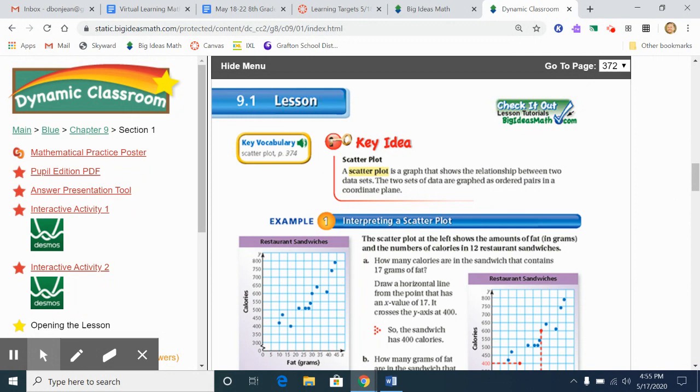Today we are going to begin chapter 9, which is our last chapter of the year. It's going to start off with talking about scatterplots. Should be a pretty simple lesson.